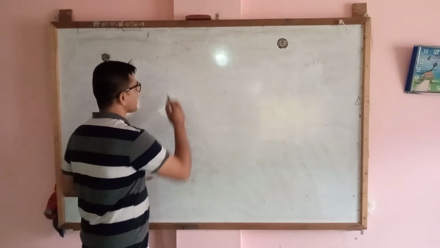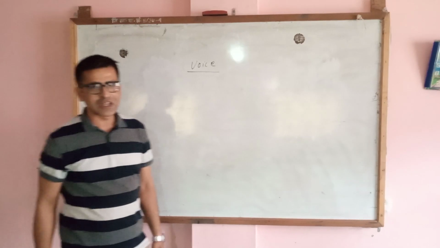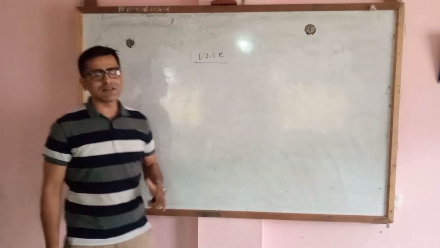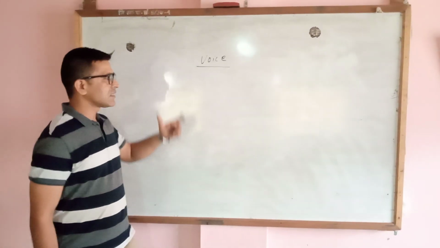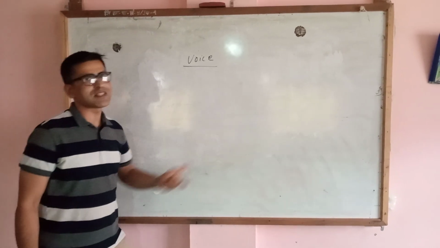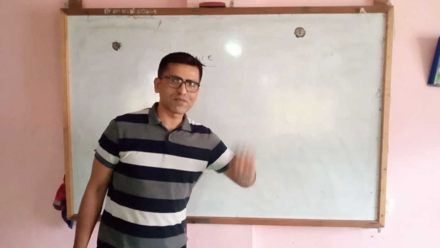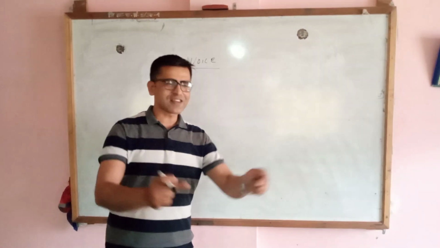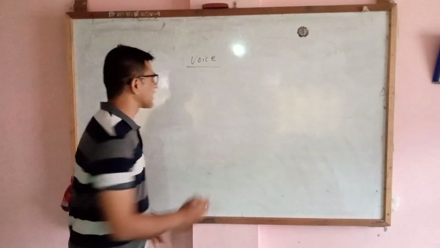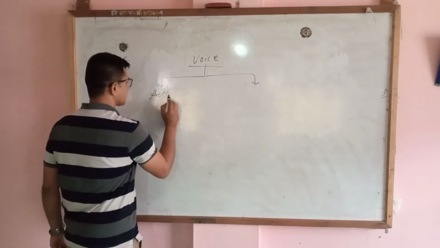So let me tell you what voice is. Voice is an important part of English grammar, no doubt. Voice is of two types, active and passive voice, and the tense and the structure are not changed in active and passive voices. Only the subject and object are altered. If we focus on the subject, it becomes active voice. If we focus on the object, it becomes passive voice. Very simple technique. So let us see active and passive voice.